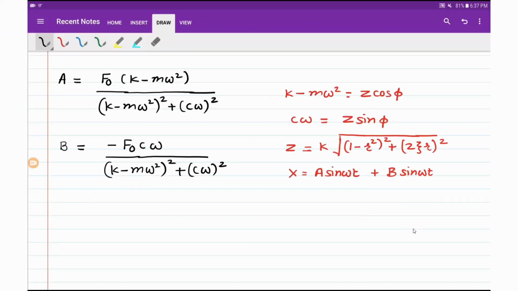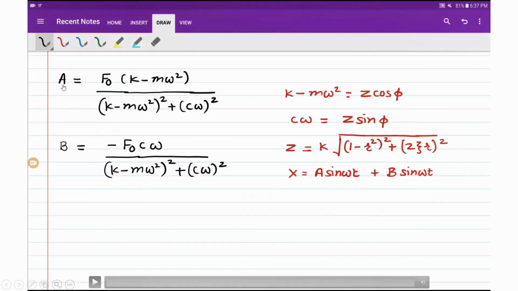We'll continue with the previous derivation. So we have the values of A and B, which we have already derived. A is f0 (k minus m omega square) divided by [(k minus m omega square) bracket square plus (c omega) square]. Now we have assumed k minus m omega square is equal to z cos phi, then c omega is equal to z sin phi.